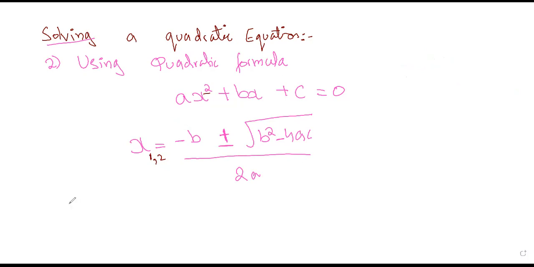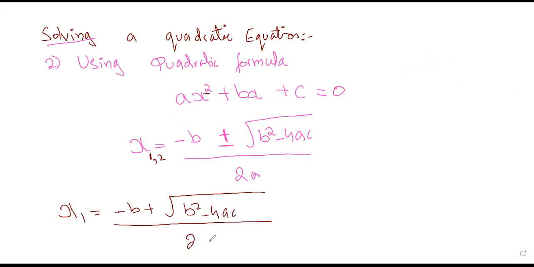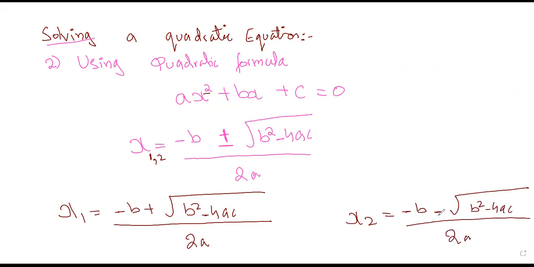So we can also write it this way: x1 could be minus b plus under root b square minus 4ac over 2a, and x2 could be minus b minus under root b square minus 4ac over 2a, because we will come across two roots. Okay, all right. So this is done.